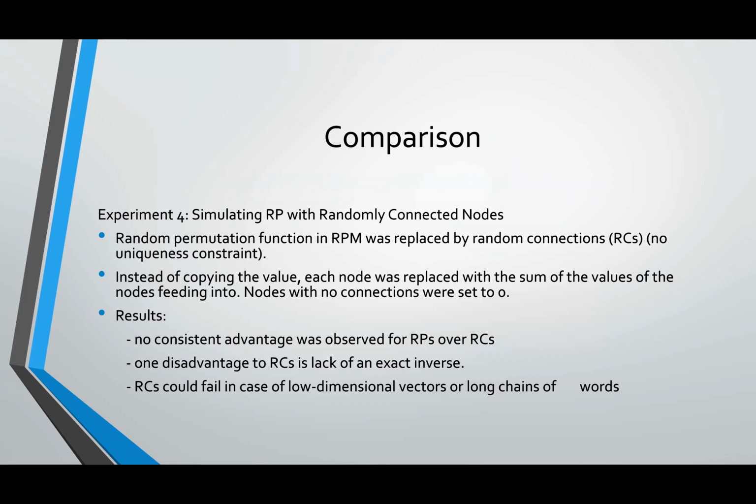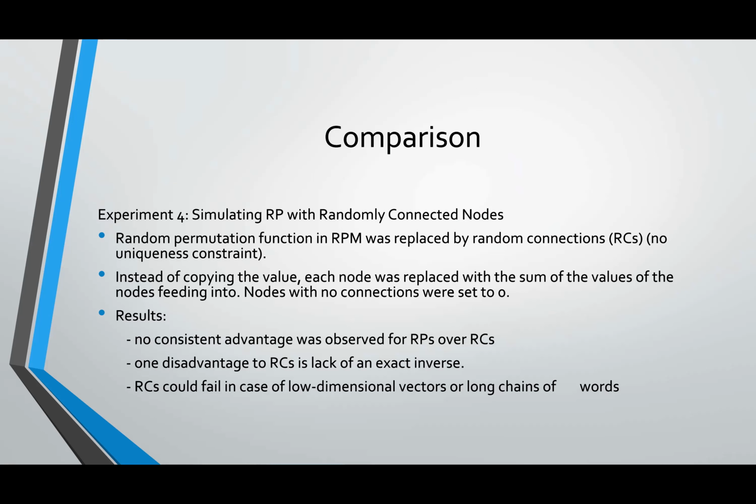Okay, so experiment 4. The key change in this experiment involved modifying how RPM typically works. Instead of using its standard random permutation function, they implemented a random connection between nodes without requiring each node to be unique. So basically, they shifted from a systematic shuffling method to a more chaotic one, a free-form connection pattern. The results showed that there was no consistent advantage of using random permutations, RPs, over these randomly connected nodes, RCs. This means that the specific method of shuffling or connecting nodes might be more flexible than previously thought.